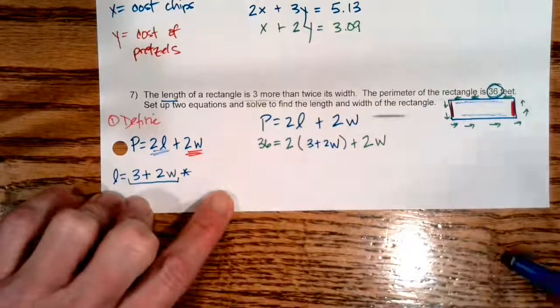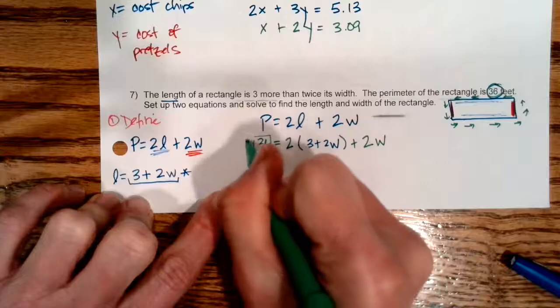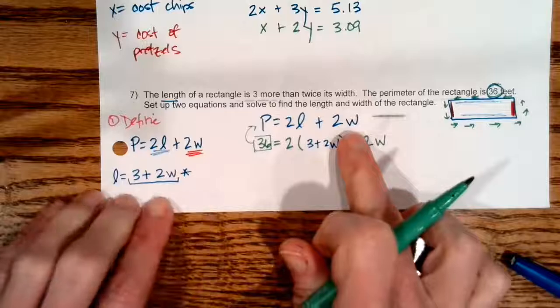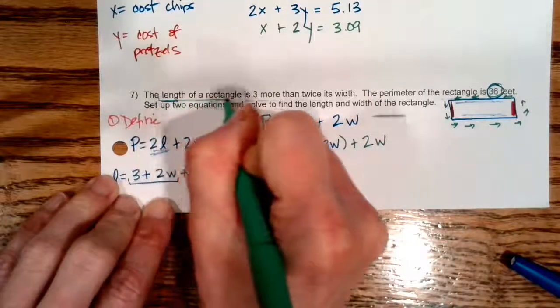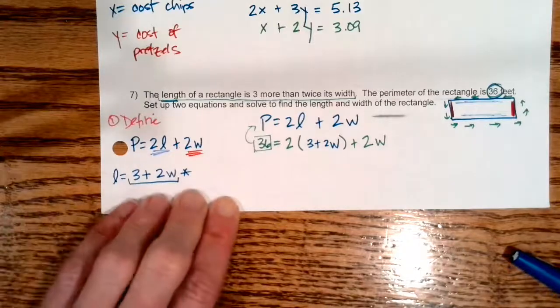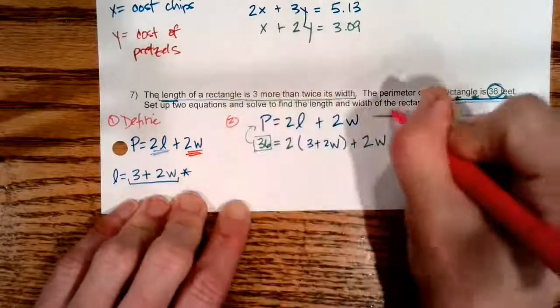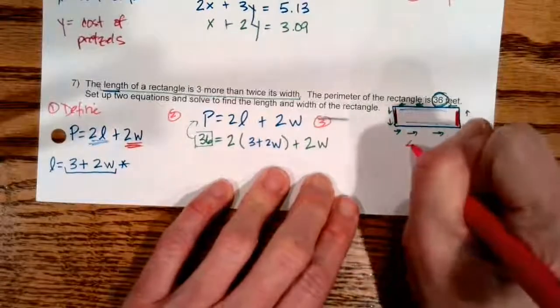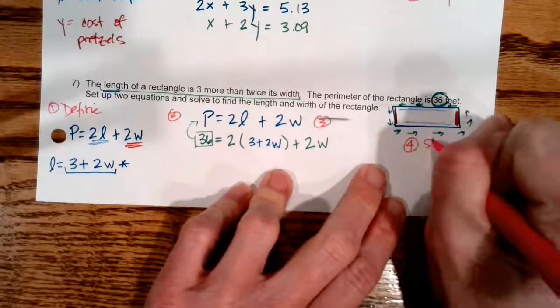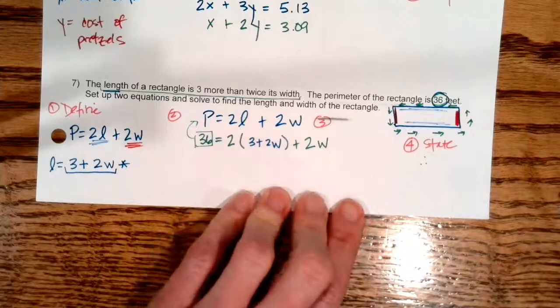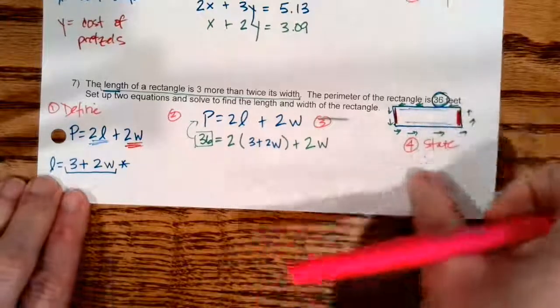So my 36 was the value of my perimeter. And I have twice my length plus twice my width. And they told me the length of a rectangle is 3 more than twice its width, which is how I got that. So when I go ahead and I write my equations and then solve my equations, I'm really set up for success on this one. And then, of course, don't forget to state your final answer. Therefore, the length and width are. All right, so go back and solve each of these and come back and look at the key to see how you did.